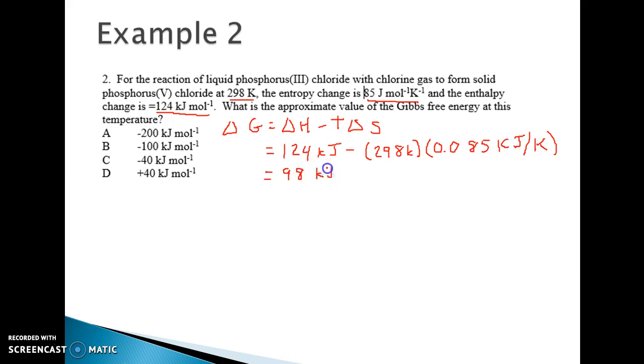And I apologize, something went wacky with the answers for the multiple choice, but the important part is to see how you calculate this.